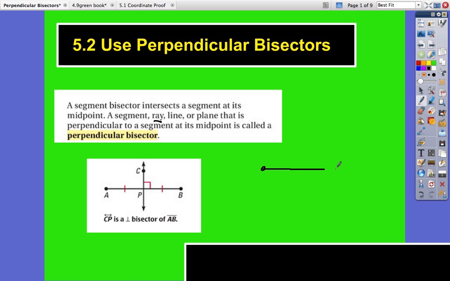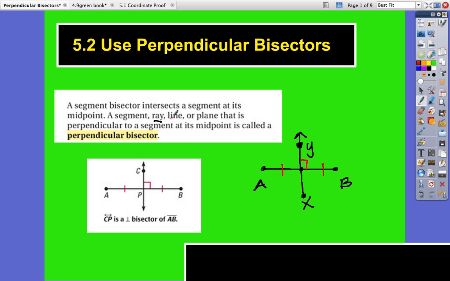You have a line AB, and a ray, remember, has one endpoint and goes on forever in the other direction. Let's say this one is called ray XY. This ray intersected segment AB at its midpoint. So that means it cut it into two congruent parts. And let's say it's at a 90-degree angle. So this is also a perpendicular bisector, but it happens to be a ray that is also a perpendicular bisector.